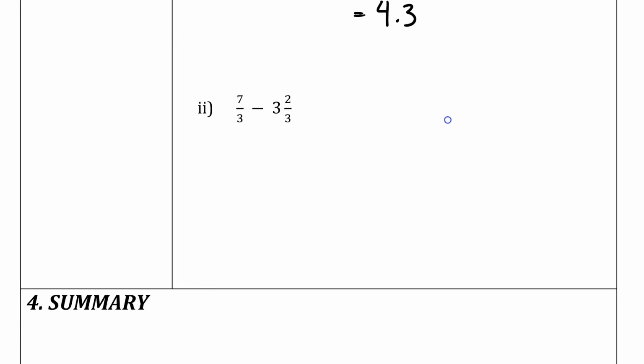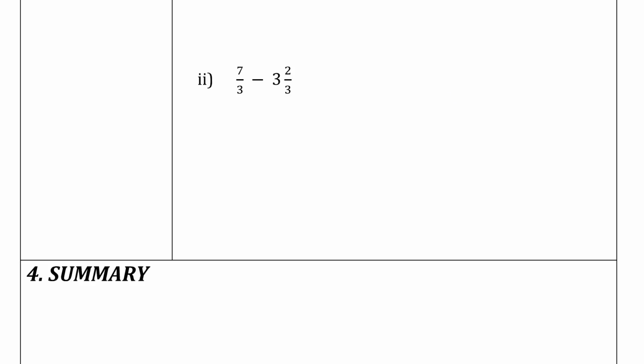Now, here is a little gift from the mathematical gods. This one has no double sign. We have 7 over 3. Thank you for giving that to me as an improper fraction. Love it. Minus 3 2/3.